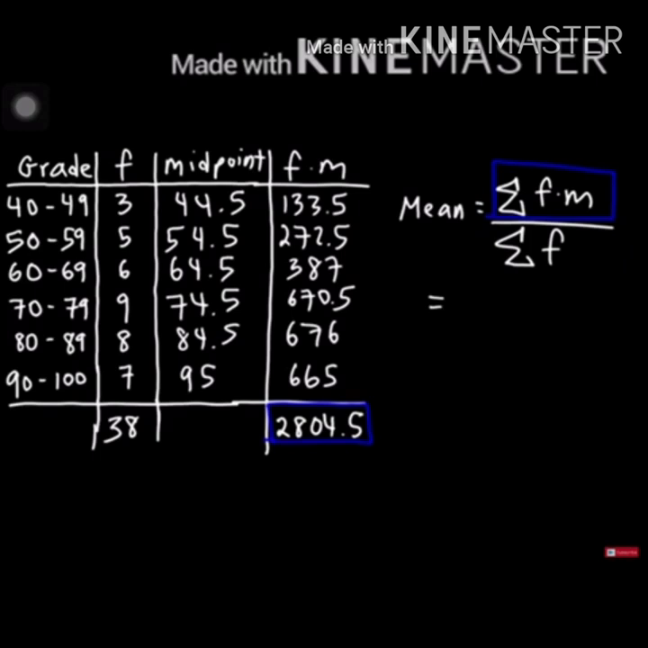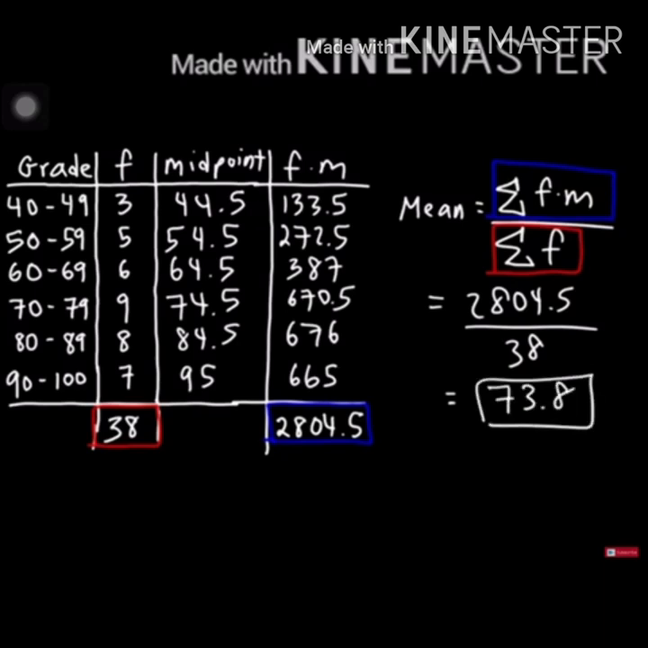So this right here correlates to this number, 2,804.5, and then divided by the sum of the frequency values, which we have here, that's 38. So the answer will be 73.8. So the mean is 73.8, which is in the 70 to 79 interval.